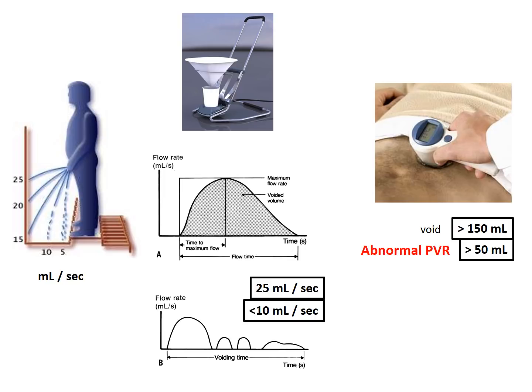Once you get over 50 mLs, then you can start saying that there is retention, and certainly greater than 150 mLs would be problematic. All right, so assessing flow through cystometry and assessing the post-void residual through the bladder scanner are important components of working up males with symptoms of BPH.